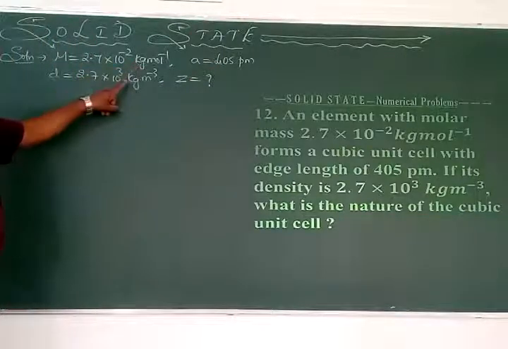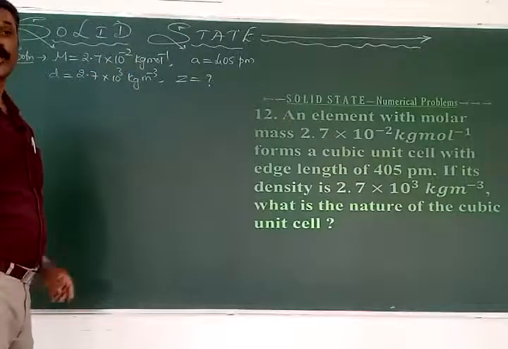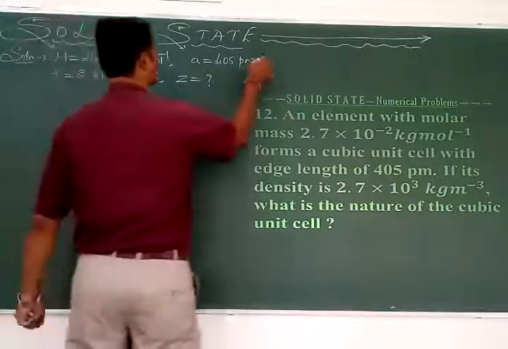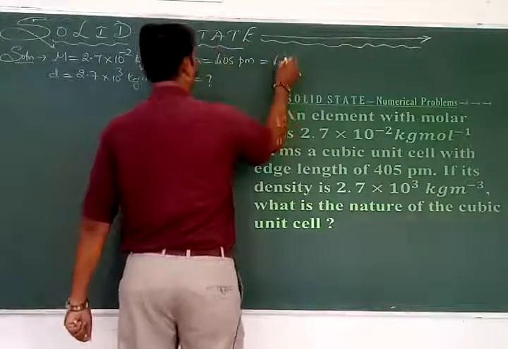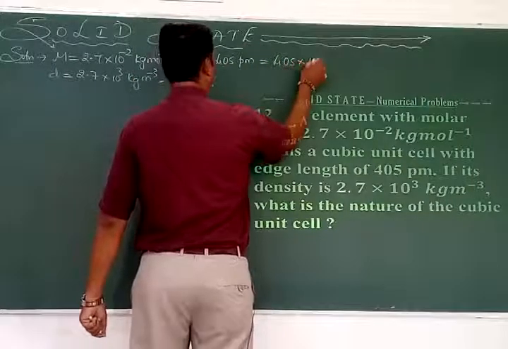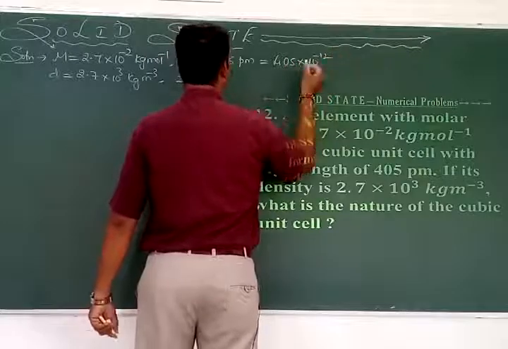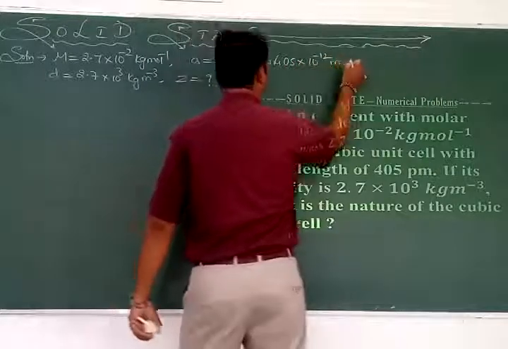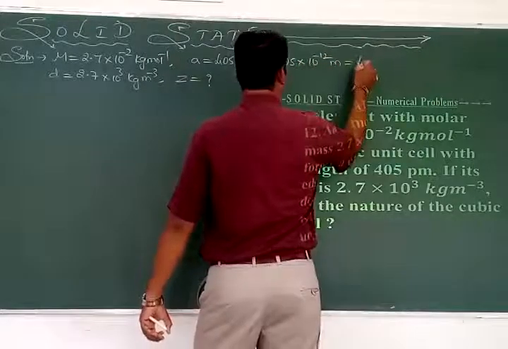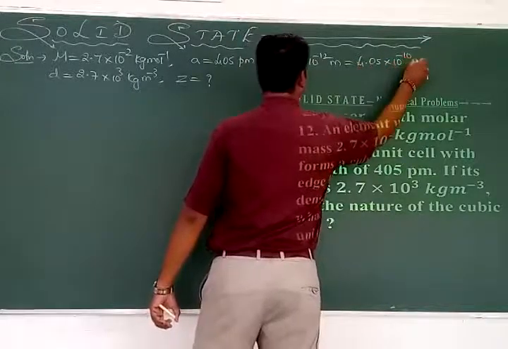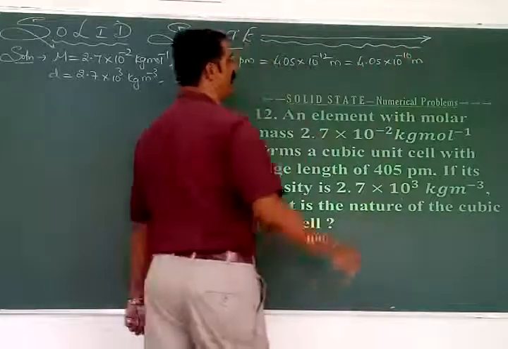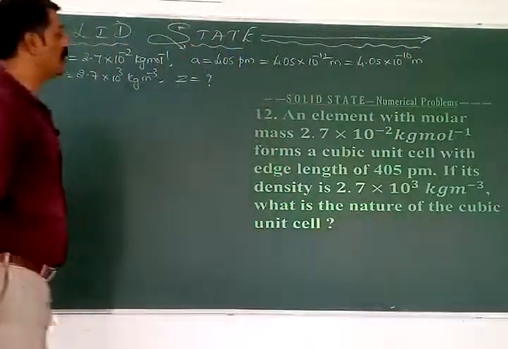As the molar mass and density are in SI units, therefore the edge length a is also converted to SI units. It is 405 × 10^-12 meter, which is equal to 4.05 × 10^-10 meter. Why? Because it is in SI units.